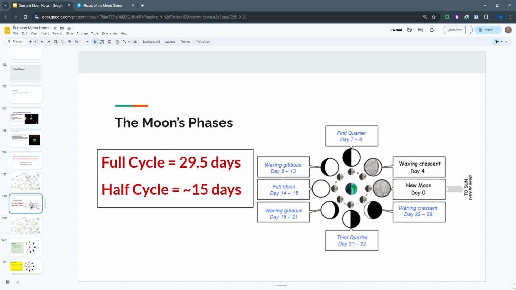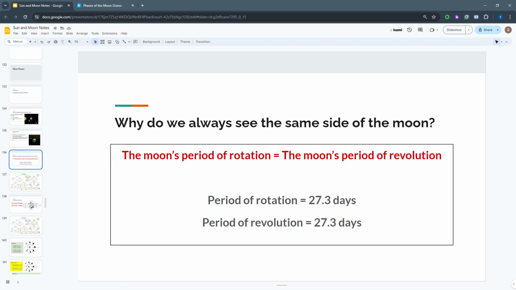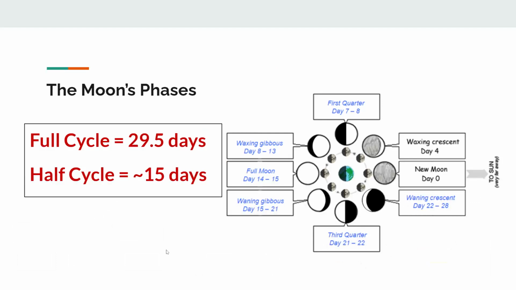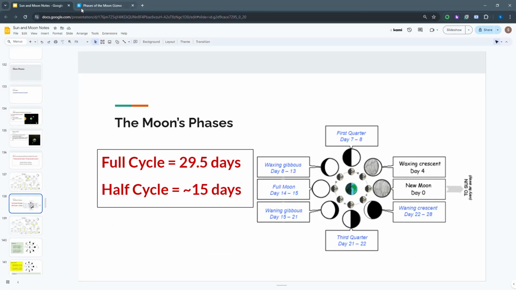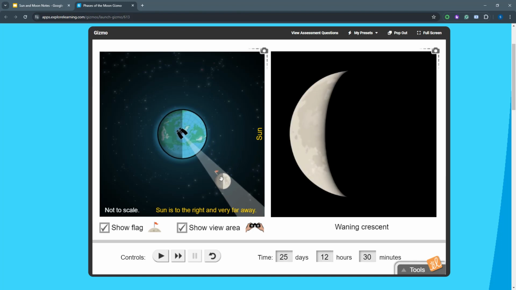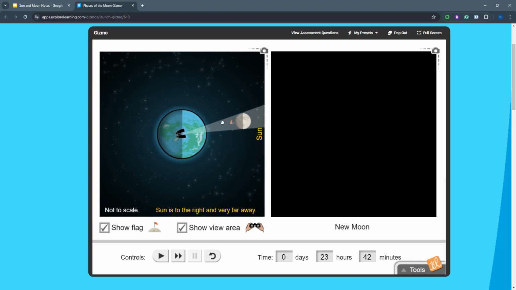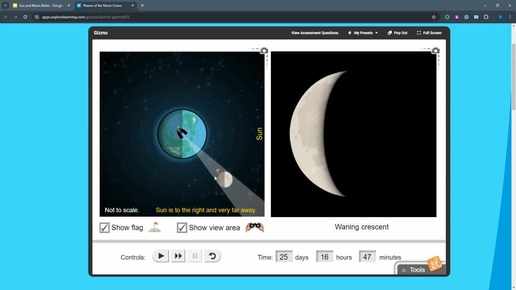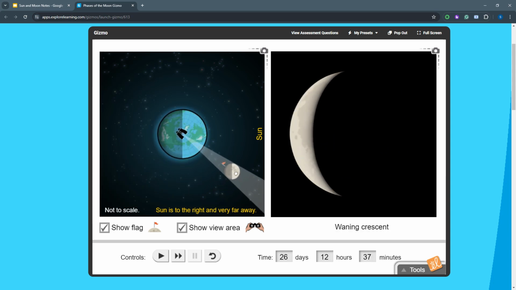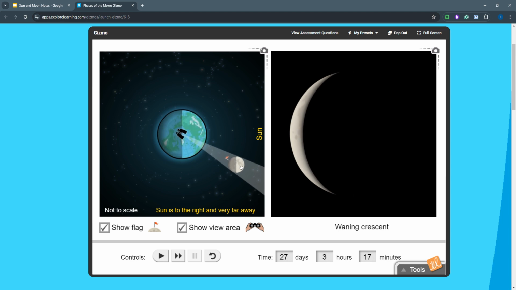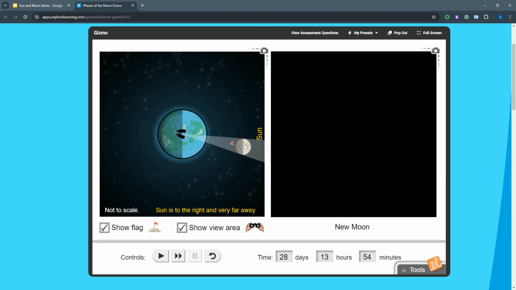Now, let's talk about the moon's phases. Even though the moon makes one full revolution in 27.3 days, the moon actually takes a little more, about 29.5 days, to make one full cycle. Let's see why. Here's the moon, and we're looking at this flag. It makes one full revolution back to the same spot in around 27.3 days. But notice that it needs to go a little farther to be between the sun and the Earth again.